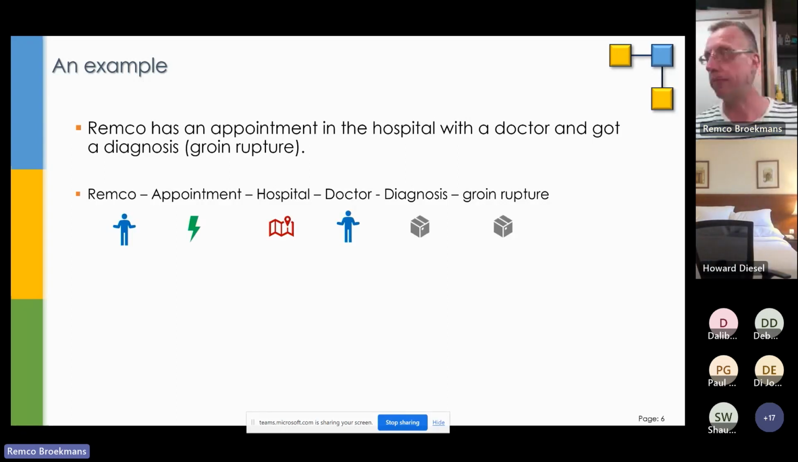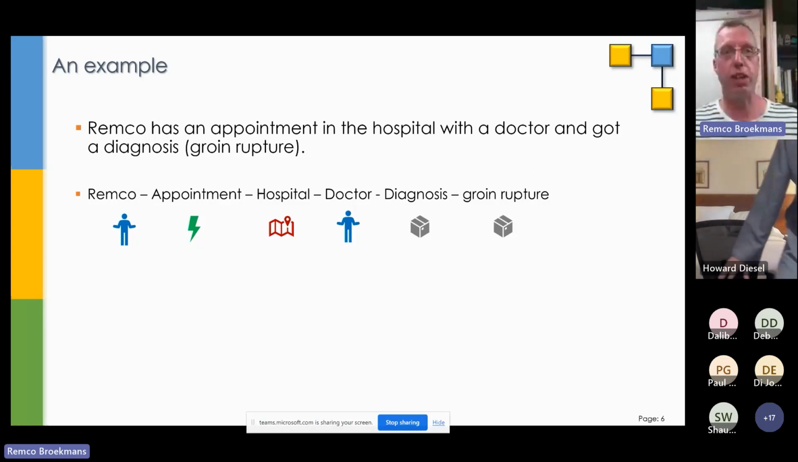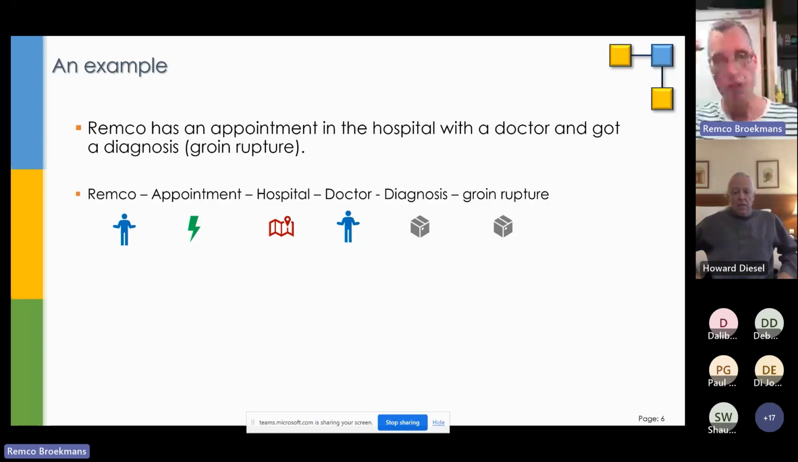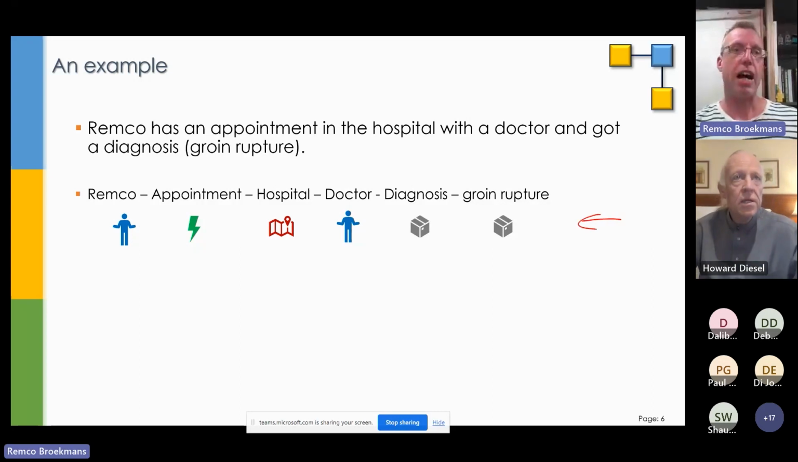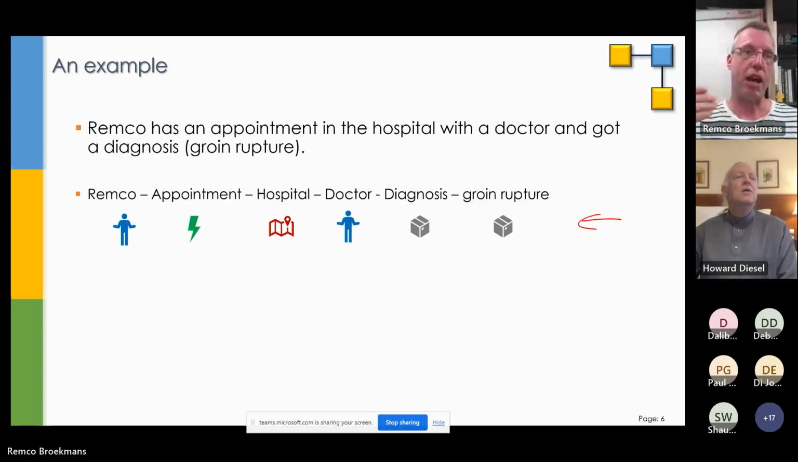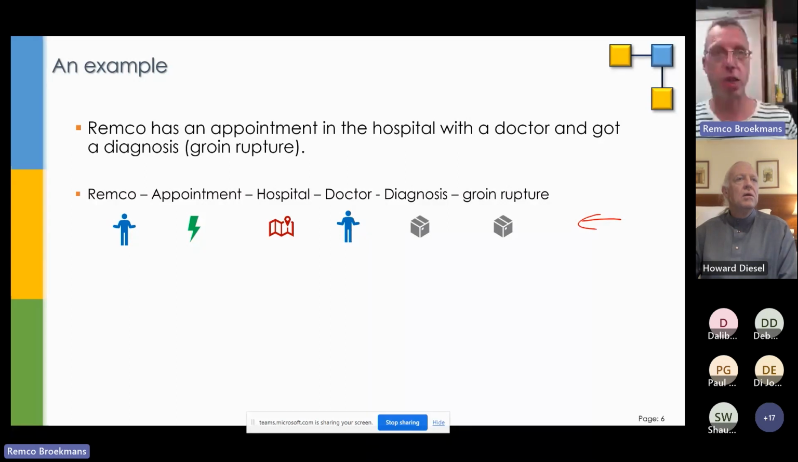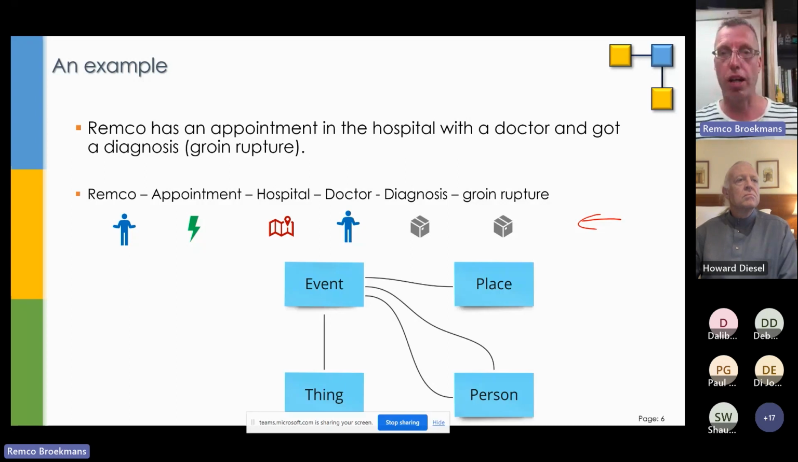So, of course, knowing the observation, knowing the notification, we will see that out of that I went to the hospital and was diagnosed with a groin rupture. I would then say, you know what? I can model it on a very generalized, abstracted level as person, event, place, person, thing. Which leads me to a model like this.